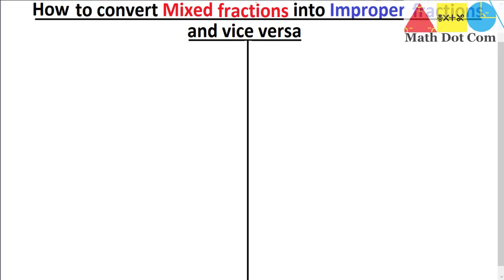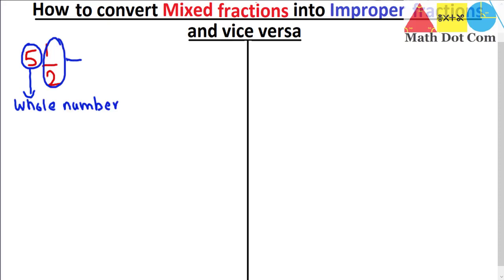A mixed fraction is basically, if I first write a number that will show you that it is a mixed fraction, 5 whole 1 divided by 2. This is a mixed fraction. A mixed fraction is basically a combination of a whole number and a fractional part. That's why it is called a mixed fraction, because it is the combination of a whole number and a fractional part.